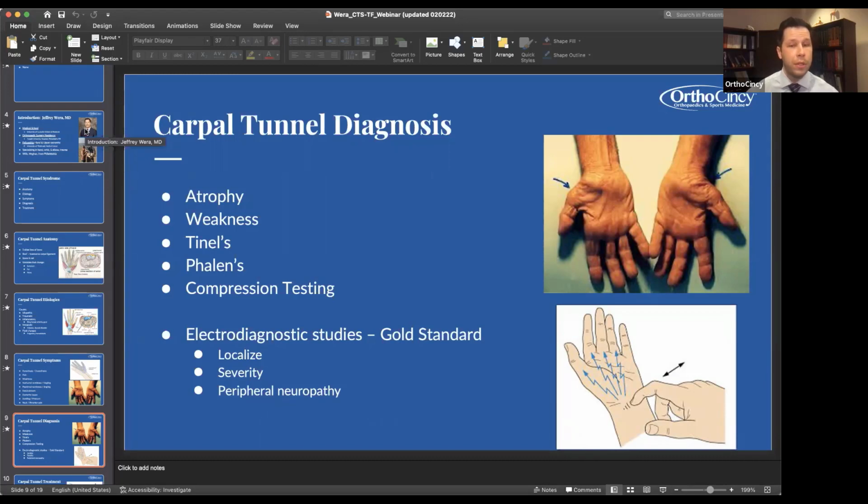But ultimately, the gold standard is obtaining an electrodiagnostic study or nerve conduction study. The reason why this is important is because you can have more than one thing going on in your hand and wrist and arm. Your nerves basically come from your neck and travel down your arm to your wrist and then to your fingers. And so there can be compression along many different locations on the course of the nerve.